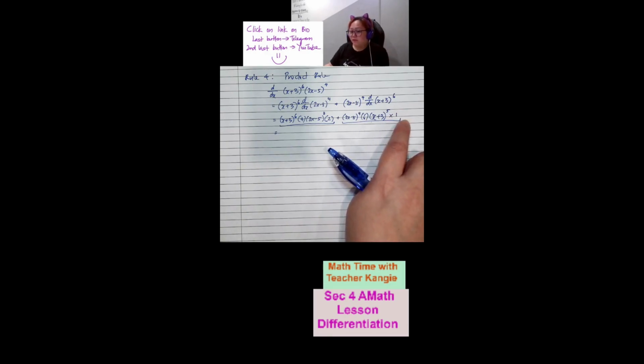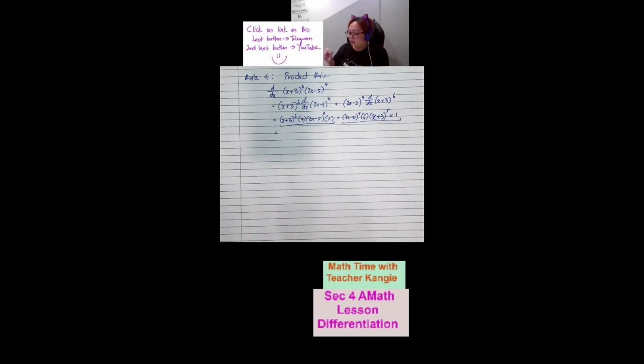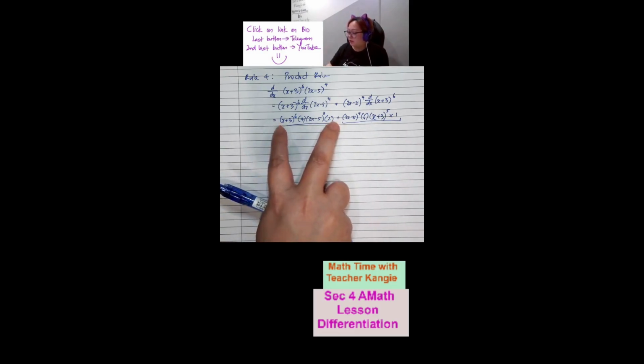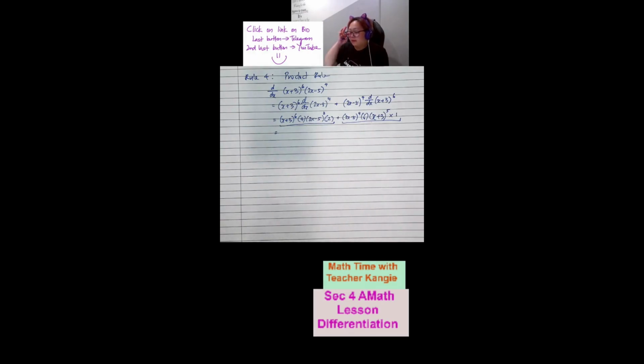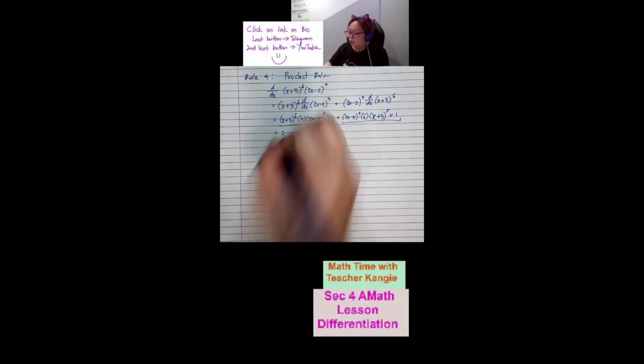Okay, make it a habit so that you remember to differentiate the inside and put it outside. Okay, so now let's simplify. I need to take out the common factor. So let's take a look at this one. In terms of number, 4 times 2, I have 8. 6 times 1, I have 6. So 8 and 6, the common factor is 2. So that means I can take out a 2.